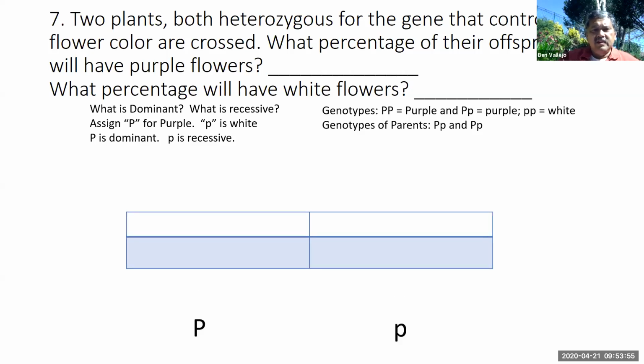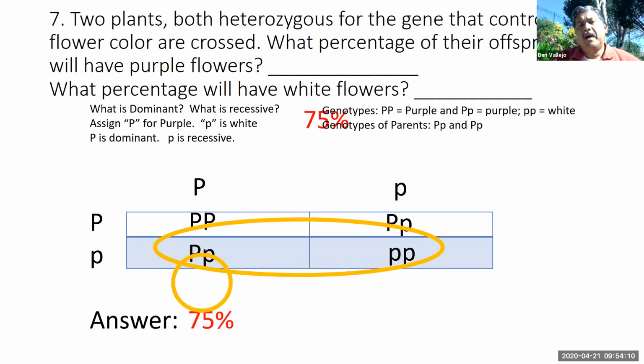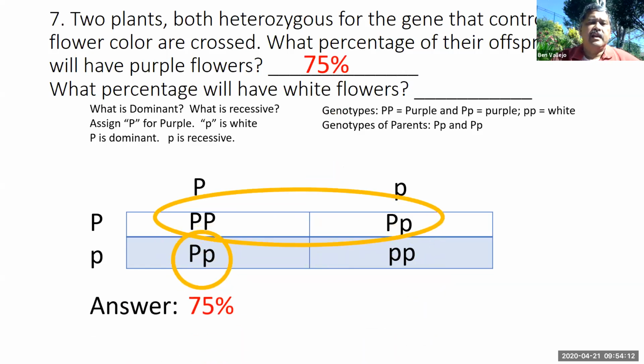But let's work that out. They're the parents on the top and the side. We complete this: big P, big P, big P, little p, big P, little p, little p, little p. What percentage of their offspring will have purple flowers, the dominant trait? 3 out of 4 boxes, so 75%. And then what percentage will have white flowers? Only that last box in the bottom right. So that's 25%. That's number 7.